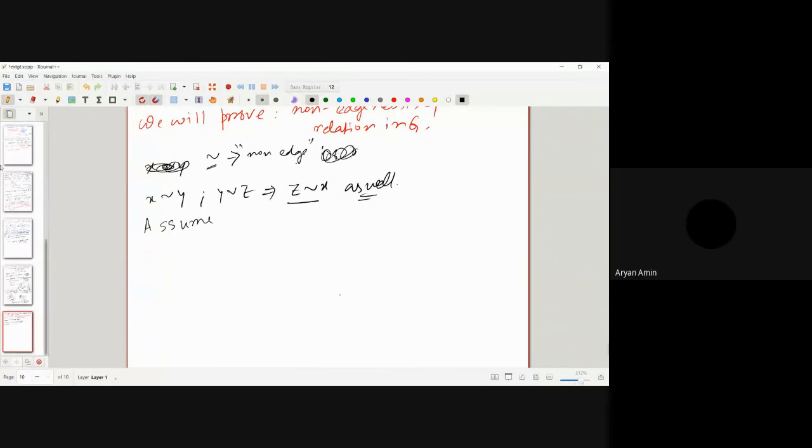Let's do this. So we'll prove that non-homogeneous is an equivalence relation. For that we need to prove that if x and y are non-edge and y and z are non-edge, that implies z and x are non-edge as well. So assume not. Suppose this happens, so suppose x and z are edges. Assuming this happens, we'll now show a contradiction. We will consider two cases.